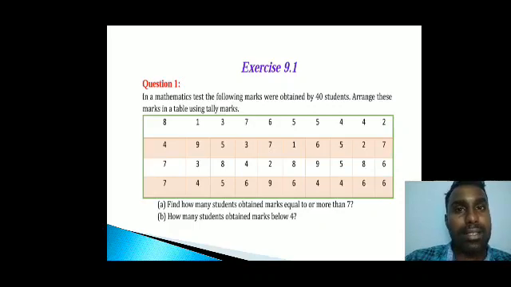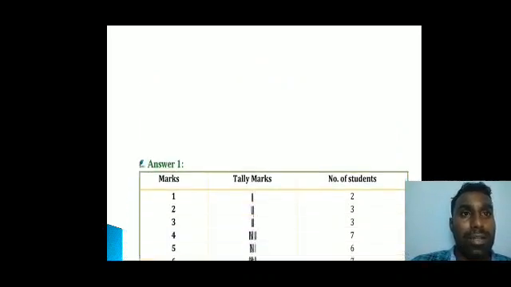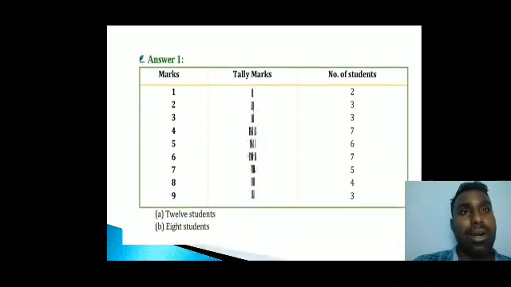How can we answer? We have to draw the table first, put tally marks, and only then solve these questions. So shall we do it? The table has marks, tally marks, and number of students. First, 1 mark: how many students are getting it? Number of students 2. How to put the tally mark? 1, 2, that is 2 lines.